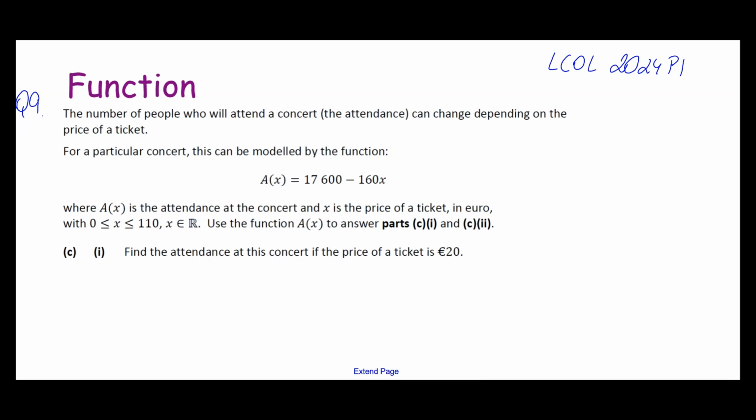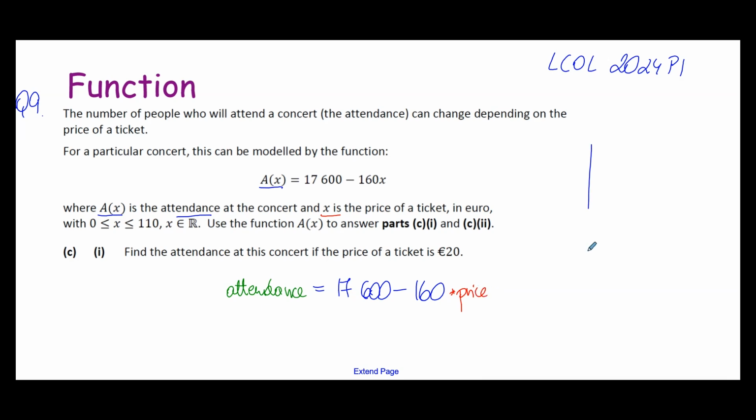So what does that mean? Where A(x), this is what? Attendance. So that's what I have here. I have attendance, and that equals 17,600 minus 160. And what is the value of X? X is the price. So multiply by price.